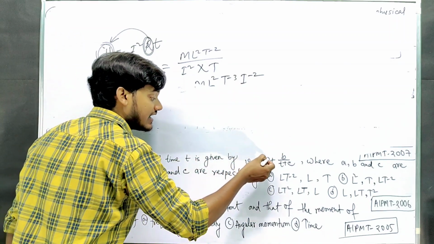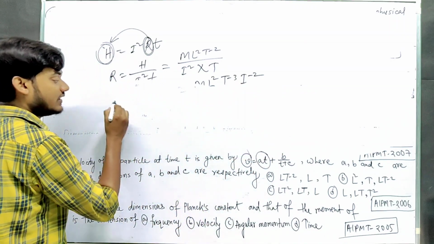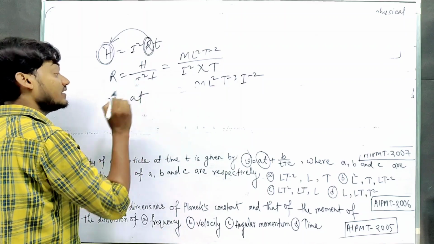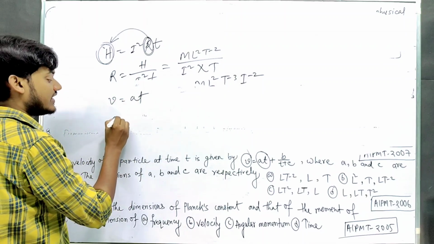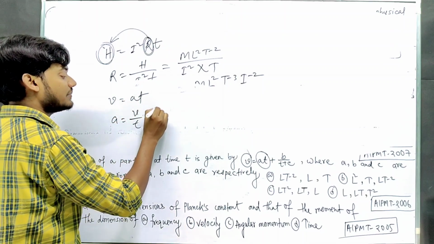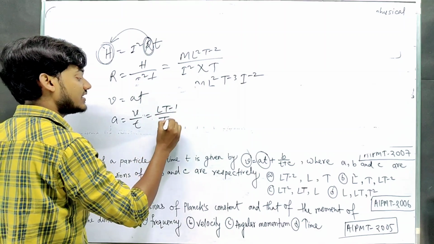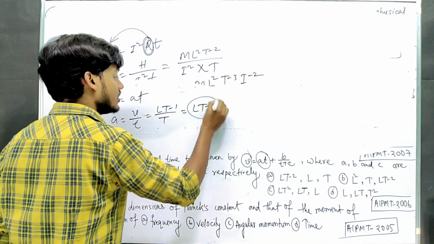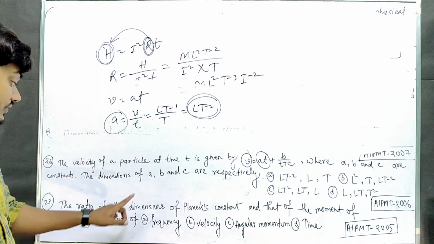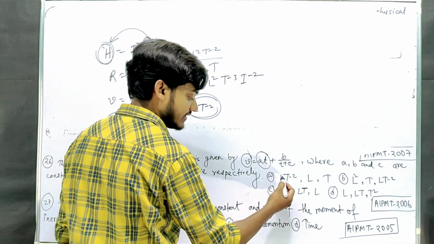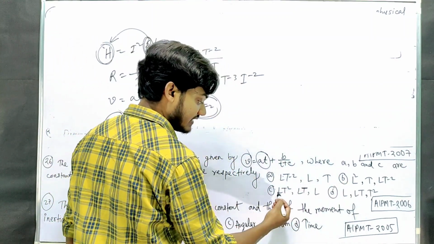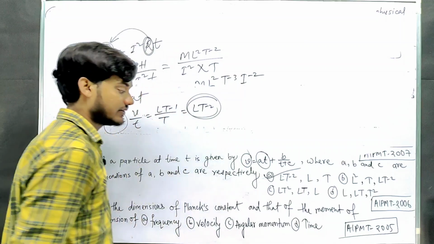So we can write dimensions of at equals dimension of v, so v and at are dimensionally equal. Okay, so we can write A equals V by T. So dimension of V equals L T inverse by T. So we can write L T inverse 2. So the dimension of A is L T inverse 2. The first dimension would be L T inverse 2. So option A is correct.